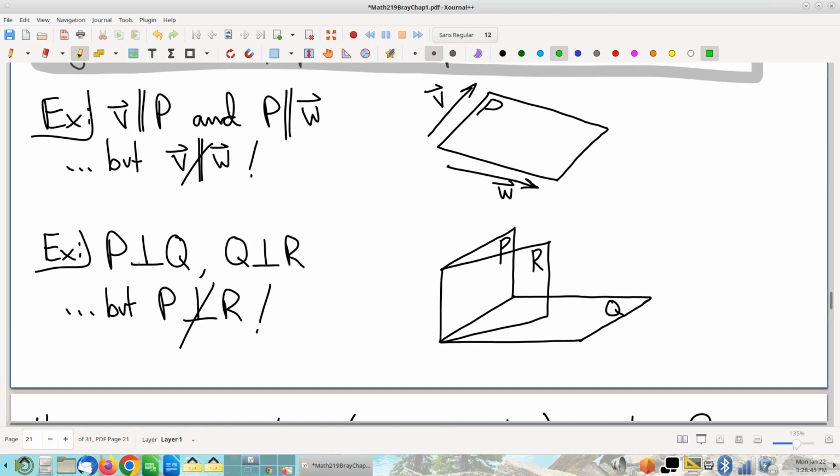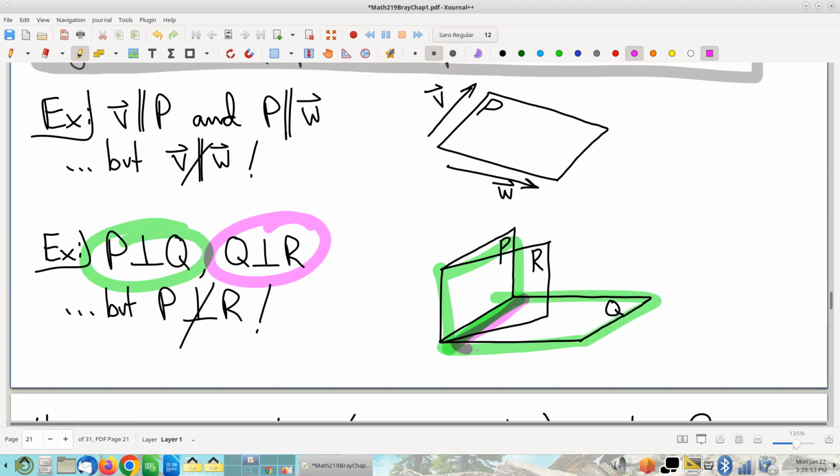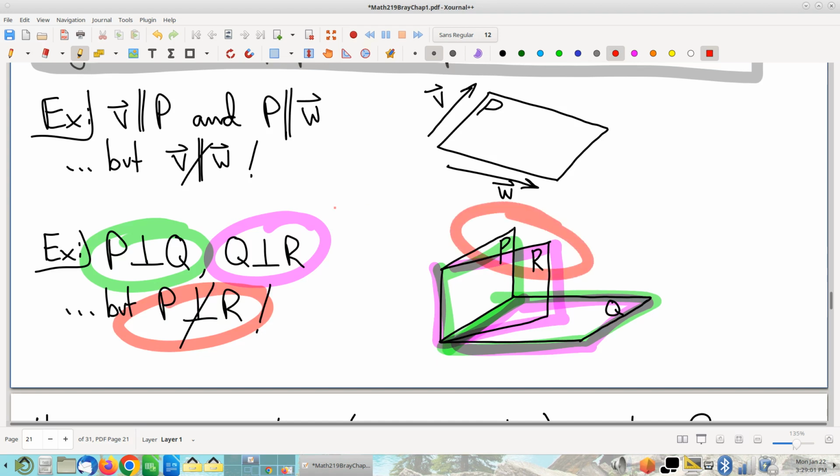Here's another example. P and Q are perpendicular. Q and R are perpendicular, but P and R, no relationship. Now again, on paper, you look at P perpendicular to Q, Q perpendicular to R. It really seems like you should be able to make a case for something here about P and R. And you just can't. It just does not work.